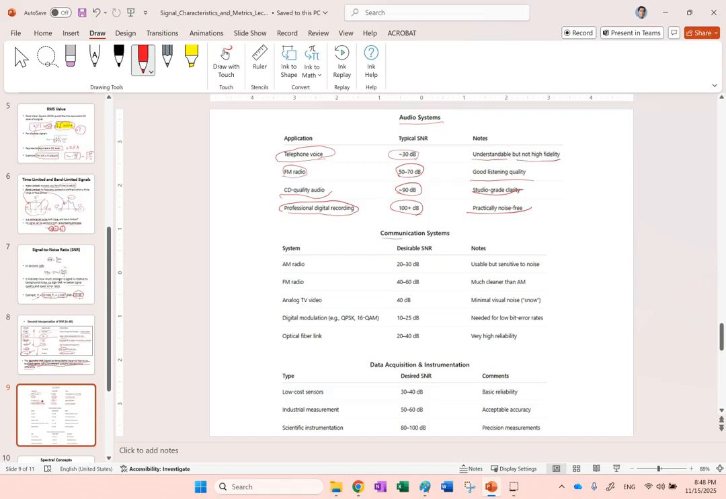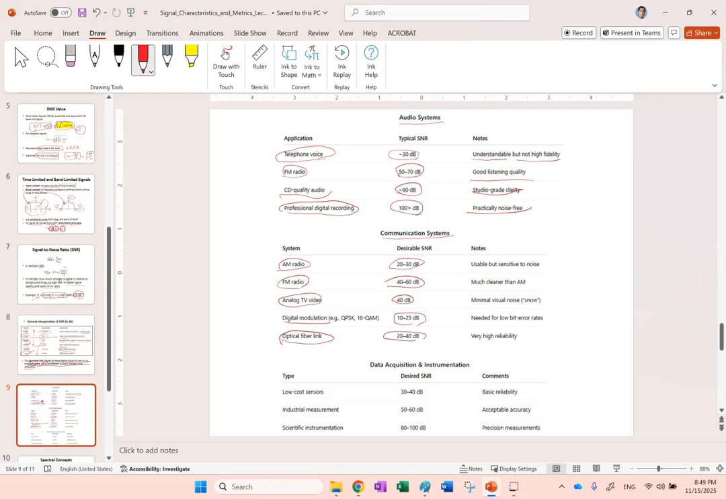If you're looking into communication systems, for AM radio, you're looking at 20 to 30, FM radio 40 to 60, analog TV video 40, digital modulation devices 10 to 25, which is not really good. And if you have optical fiber links, you're looking at 20 to 40.